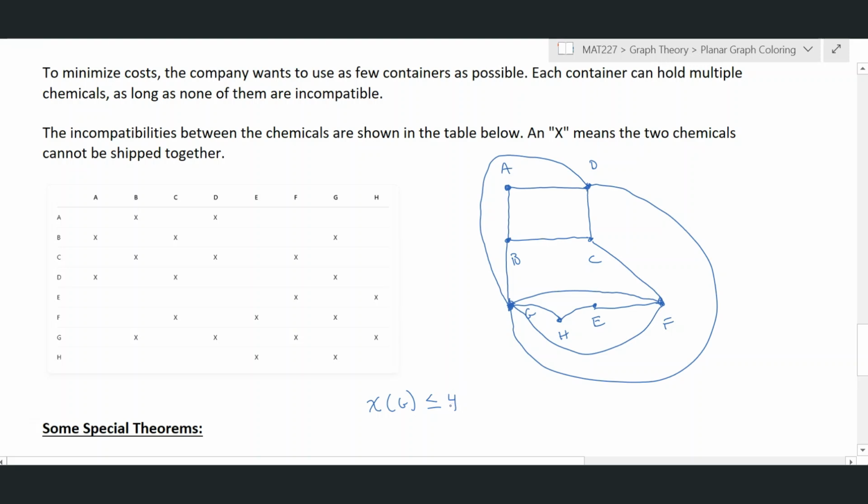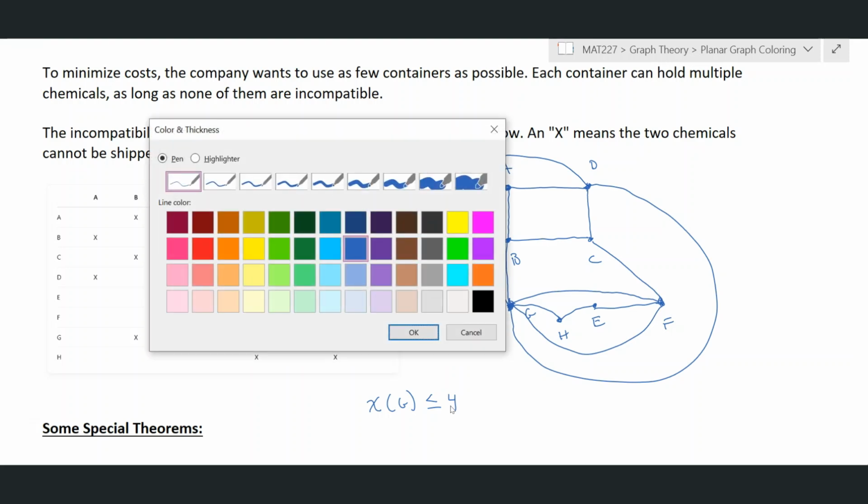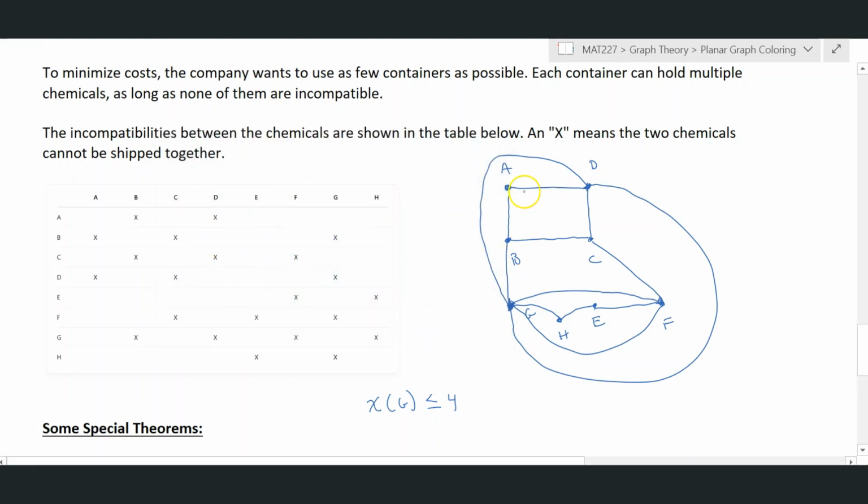Well, that's good news, because to minimize cost, we'll at most have to use 4 shipping vehicles or 4 trips in order to transport all the chemicals. Well, let's go ahead and do this. Let's actually get the exact chromatic number.